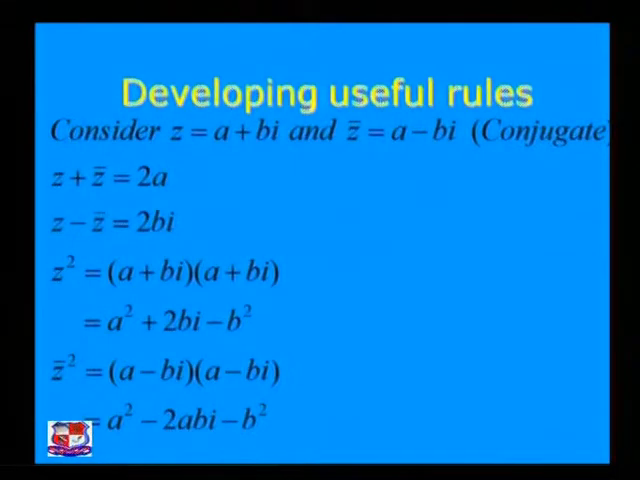So now let us move ahead, let us look at the PPT. Then we will get some useful rules of complex numbers. So if we say that z is a complex number a plus ib, then z bar is equal to a minus ib.